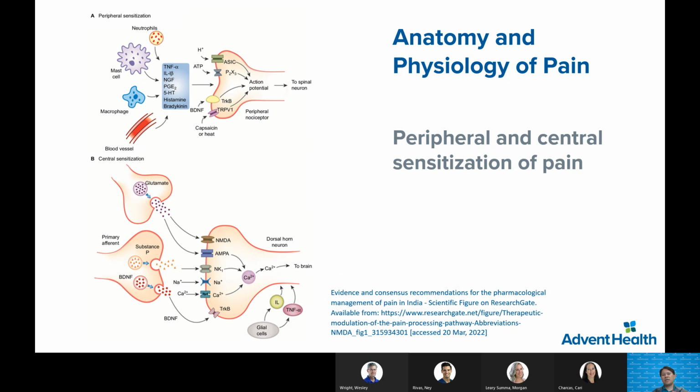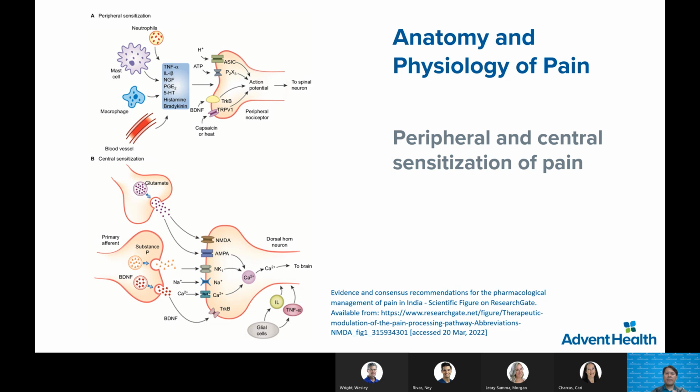Now you could ask, why do we still feel pain after the initial injury? That's because of the peripheral and the central sensitization of pain. So we will discuss that here.